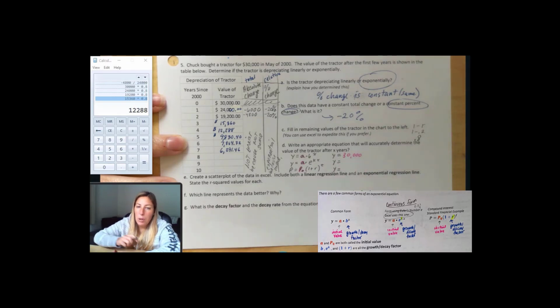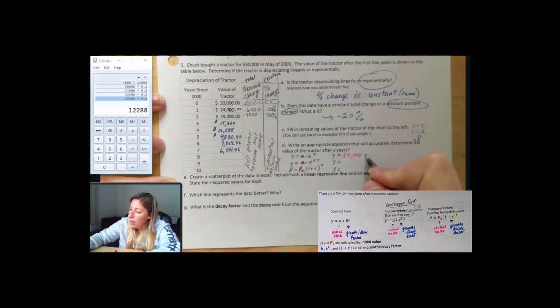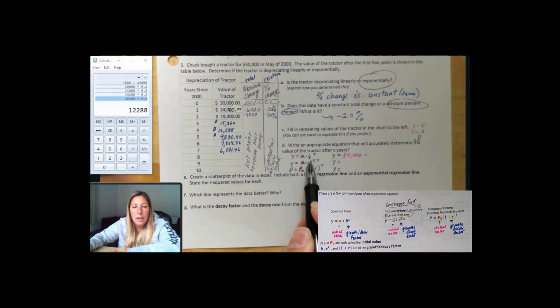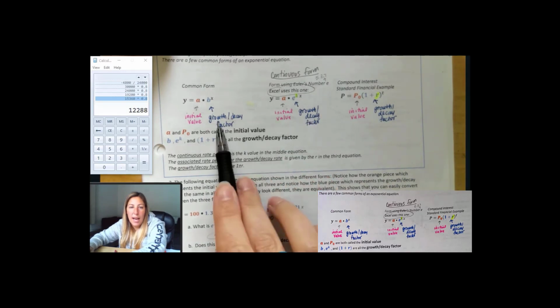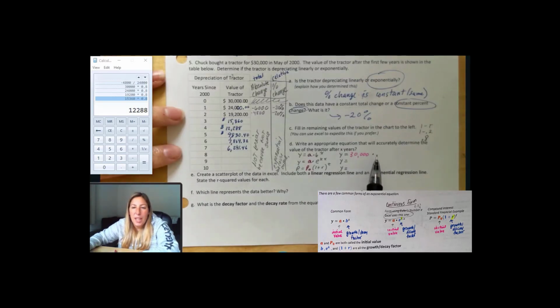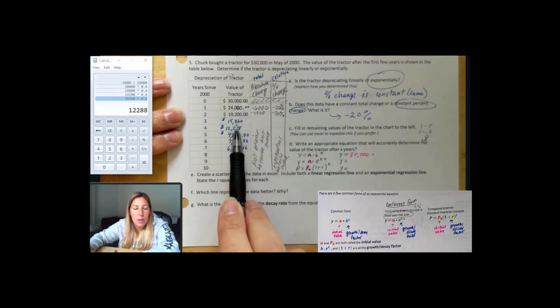Now I'm going to multiply that by whatever my B value is. What's my B value in this equation? Remember, the B value, the e to the k power, and the 1 plus r value is all my growth or decay factor. So my growth or decay factor is going to be that same thing that we multiplied by all these times to get the next number. It's that 1 plus or minus r value. So my growth or decay factor is going to be 0.8.